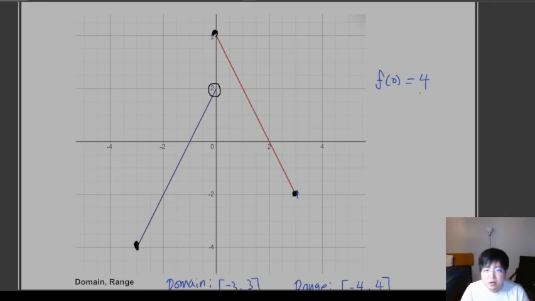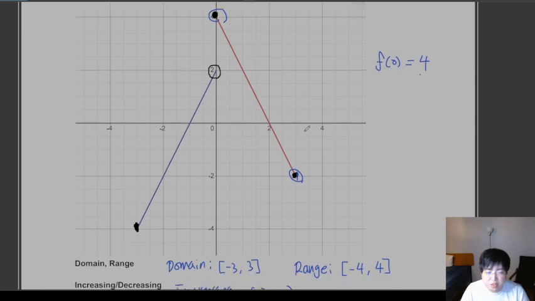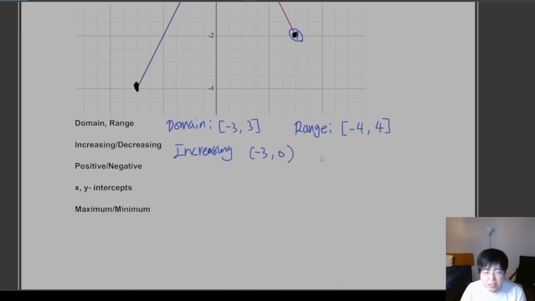So from where to where? From x is 0 to x is 3, right? So that's the decreasing portion. So we can say the function is decreasing from 0 to 3, okay?